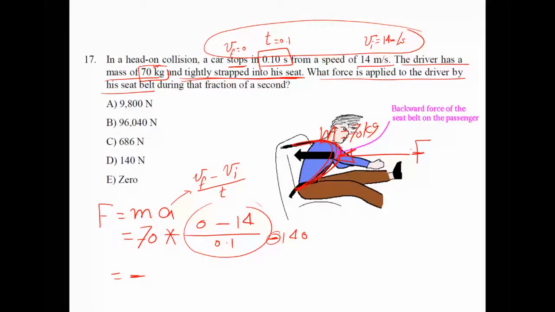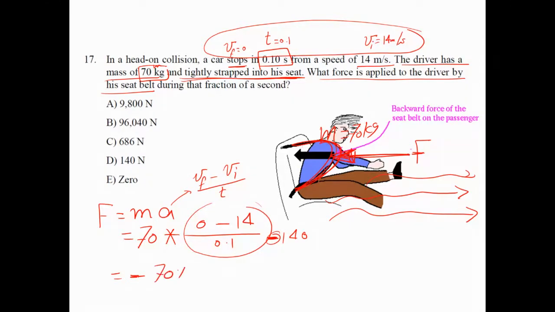This is because the direction of acceleration, or the direction of force, is opposite to the motion. The motion is forward, while the force is backward. So the force will be negative. In our drawing the motion is to the left, but we should say it's opposite to the motion. So it's negative 70 times 140. The value of force is 9,800 Newton. See, it's a very huge amount of force.